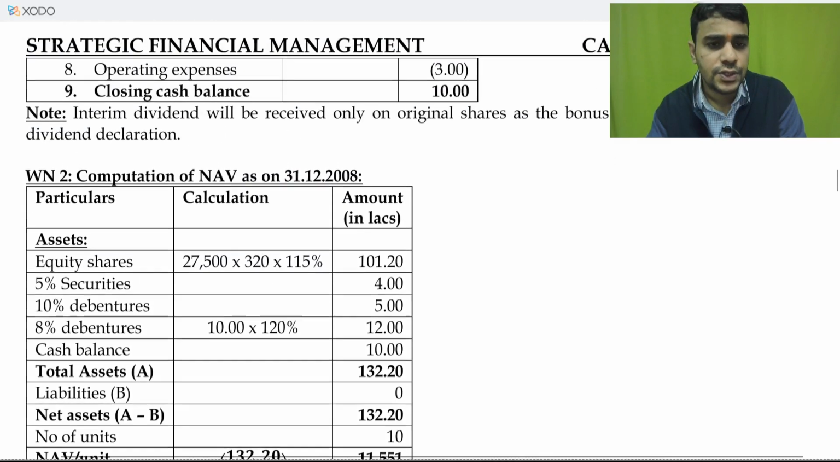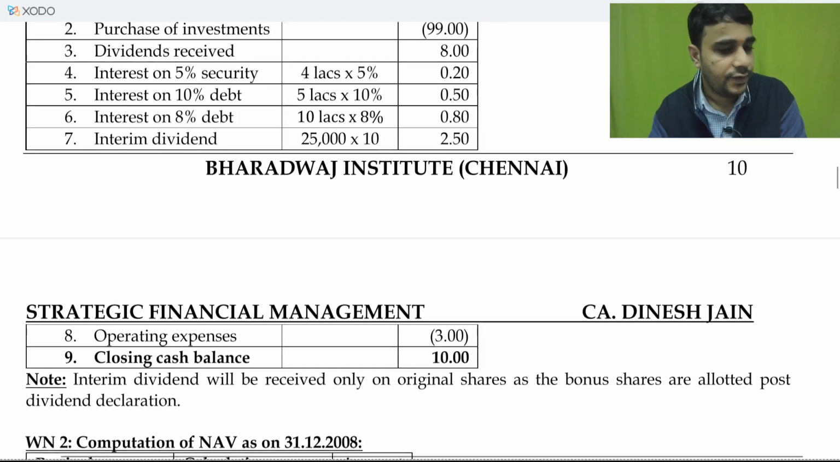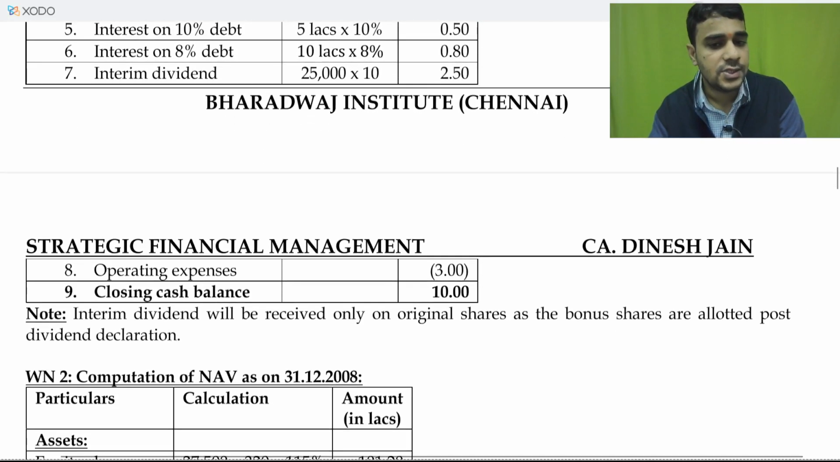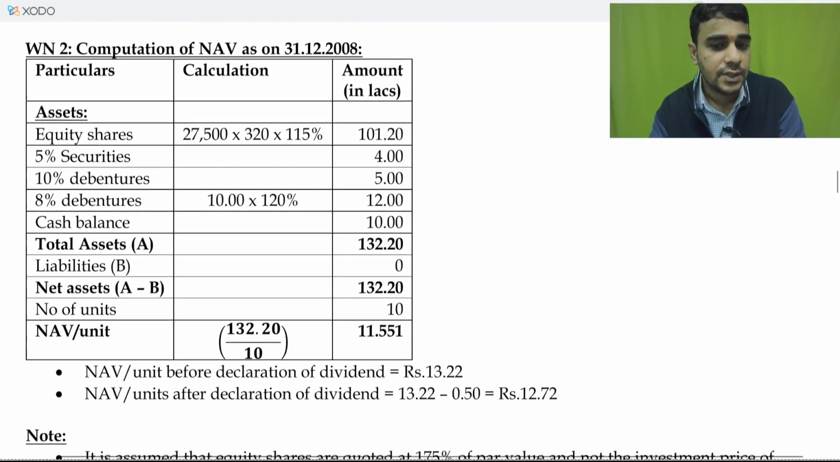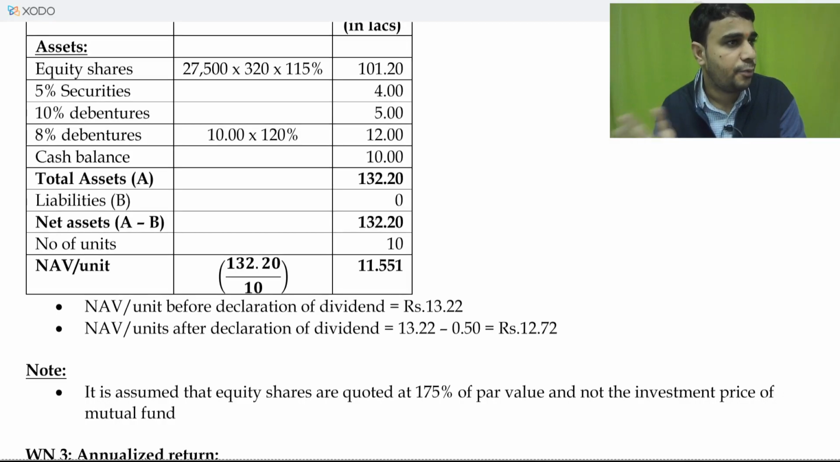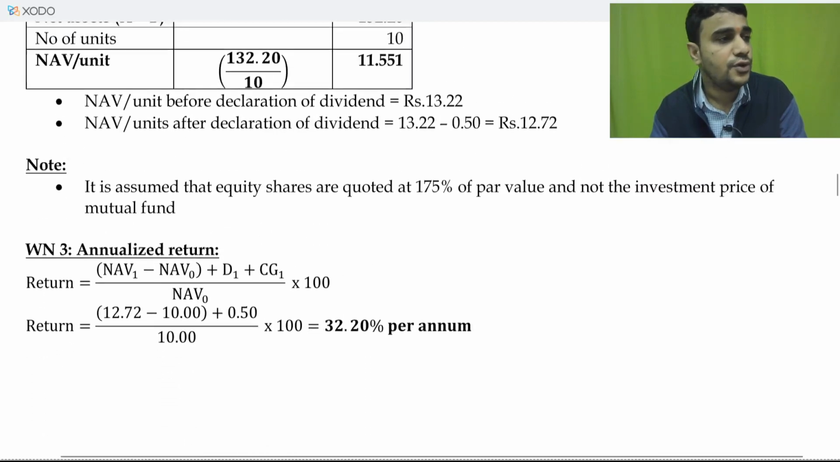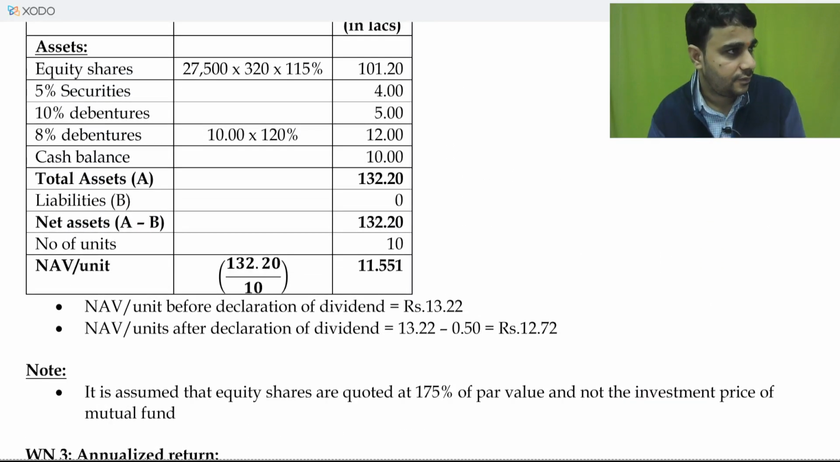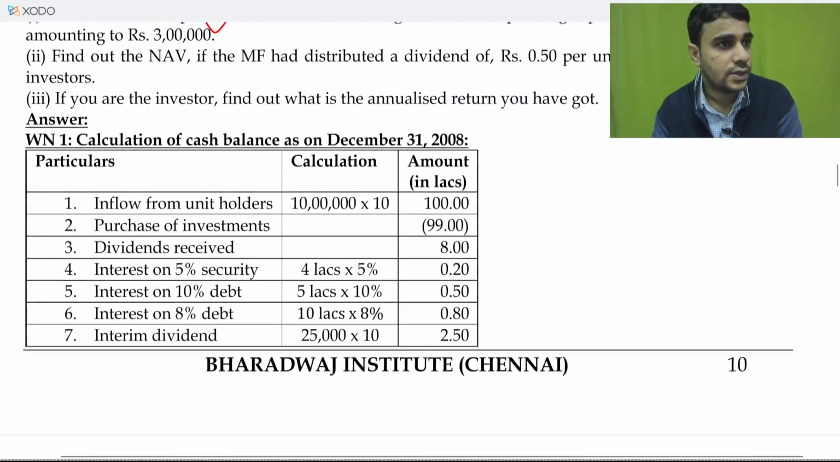Okay, the solution has assumed that interim dividend is also received. We have taken dividend receivable. In the solution, interim dividend is also received. So my NAV remains the same, 13.22 and 12.72. That does not undergo any change. 13.22 and 12.72 remain as it is. The only thing is the solution assumes dividend has been received by the unit holders. Any doubts on this part?